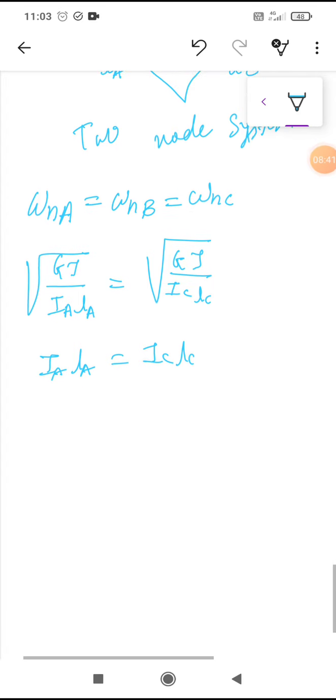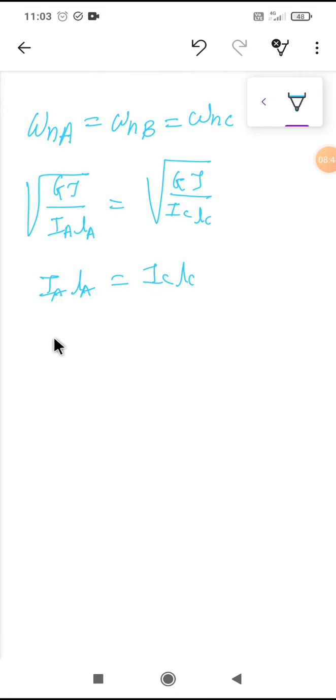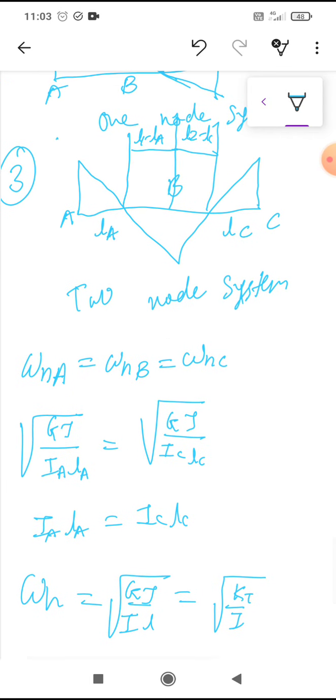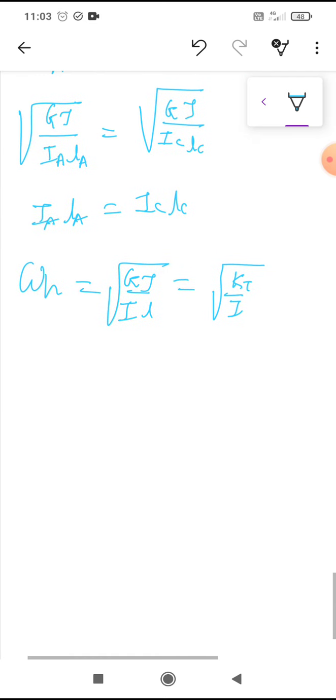Now suppose I want to find the natural frequency of rotor B. The natural frequency formula, as we know, is GJ by IL. We can also write this as K by I, so torsional stiffness divided by moment of inertia is similar to the K by M formula. Rotor B has a shaft on both the left and the right sides, so we just add the stiffness on the left and right. So KT will be equal to KT1 plus KT2.